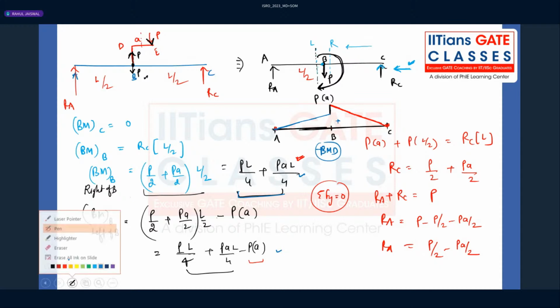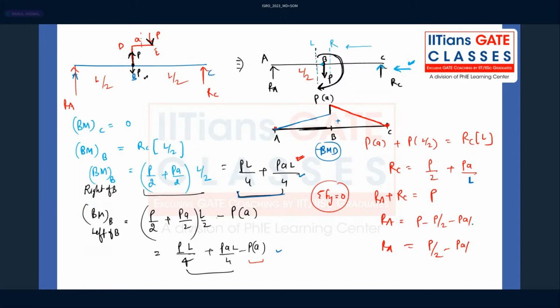Here, sorry, here it should be PA by L, right? This should be PA by L. Then it should again be PA by L, right? So here we have PA by L. So we can just do the correction here.